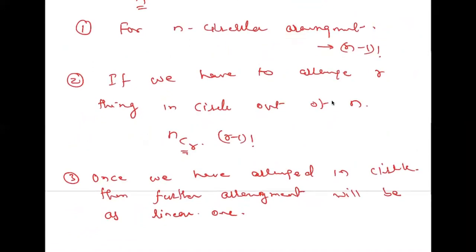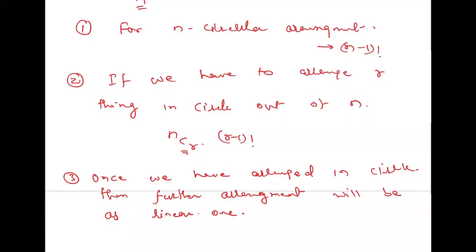Third point, please note down everyone, for circular arrangement. The first two statements in this case are very simple, but you have to take care. The first is, for n circular arrangement, this will be n minus 1 factorial. For the second, if out of n we have to select r and arrange, this will be nCr times r minus 1 factorial.